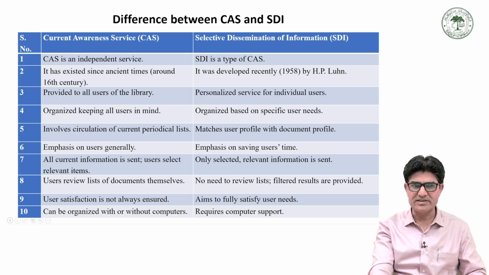Current awareness service is an independent service, whereas selective dissemination of information is a type of current awareness service. Current awareness has existed for a long time, but SDI was developed recently, particularly in 1958 by H.P. Luhn, when the computer started being used in offices, libraries, and information centers. Current awareness services are provided to all users of the library.